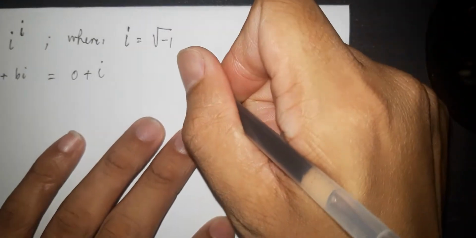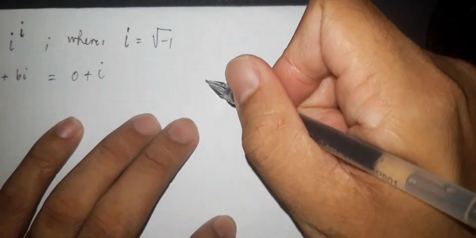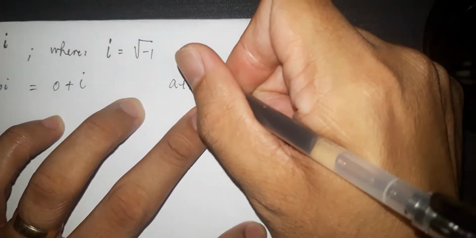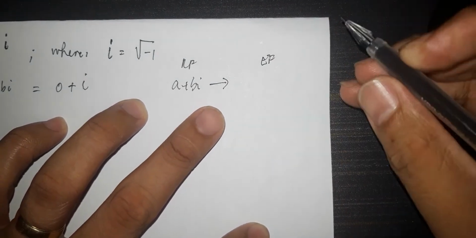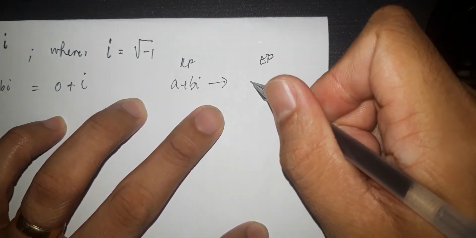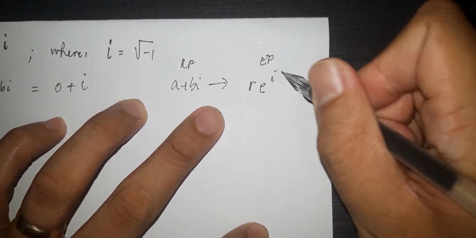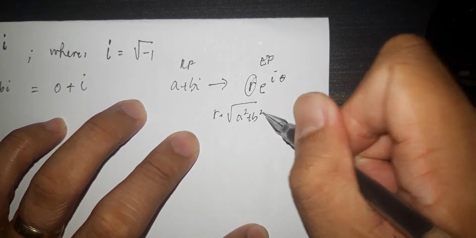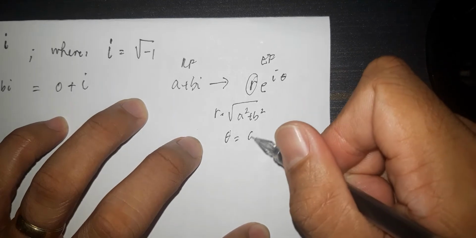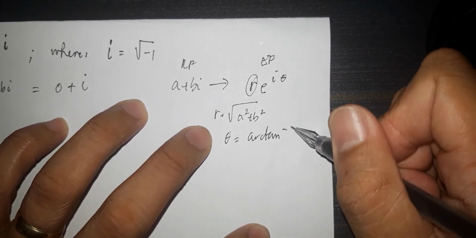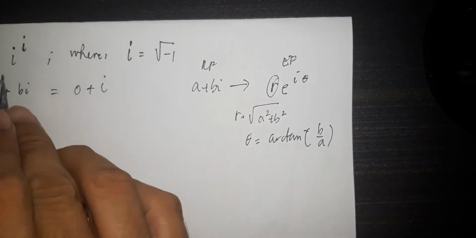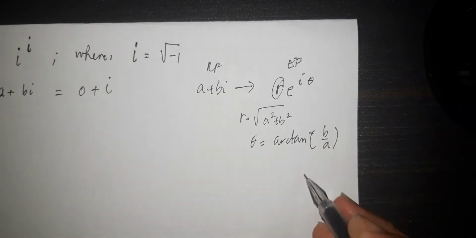So para i-convert muna natin siya into Euler form. So ano ba yung Euler form? So it is also known as an exponential form na si a plus bi mako-convert natin into, this is rectangular form, converted to an exponential form, r e raised to i theta, where r is the modulus, square root of a squared plus b squared, and theta is arctangent of b over a.